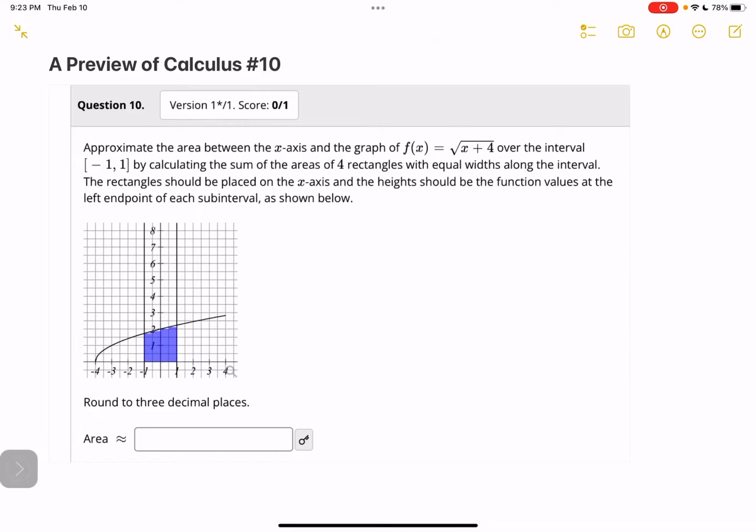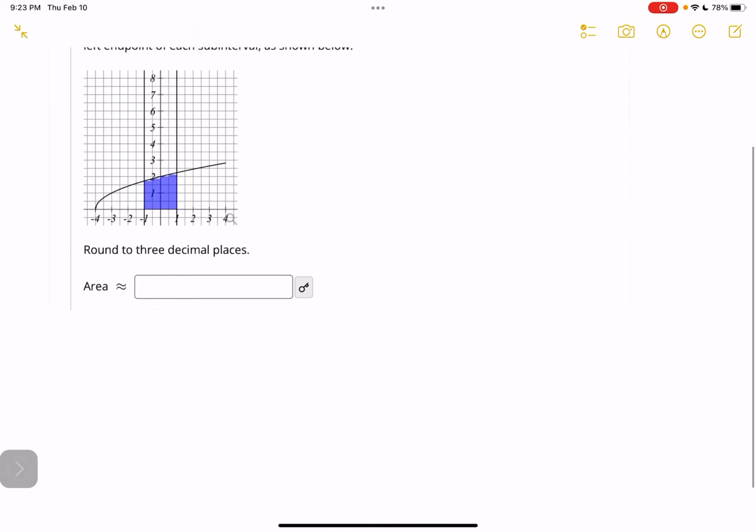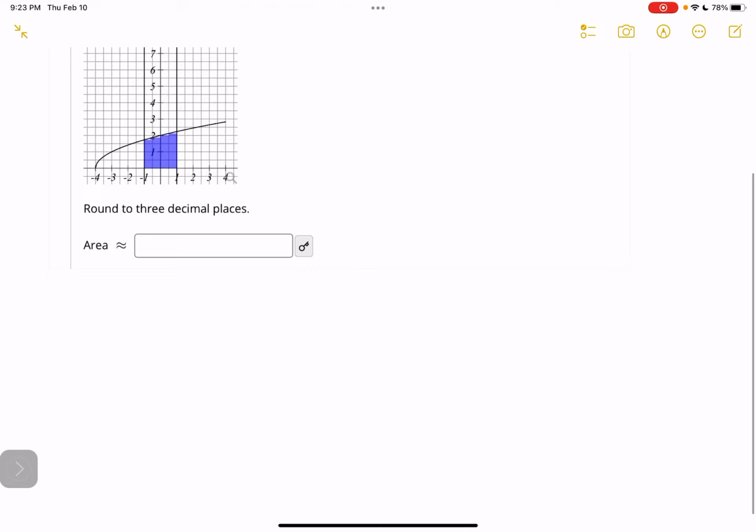This problem is much like number 9, in that we're trying to find the area of the curve. What's different is the function is the square root of x plus 4, and the interval is -1 to 1. And we're still going to have 4 rectangles, and so the width of each rectangle is 0.5, as we saw earlier. And let me just recreate what we're seeing here, and we'll expand it a little bit.